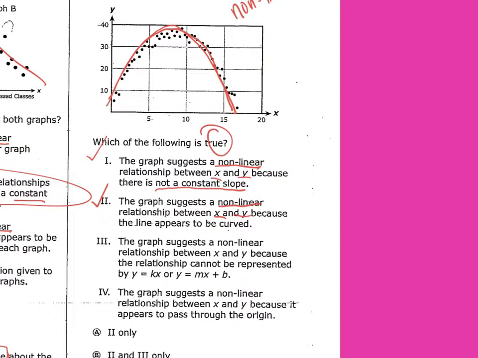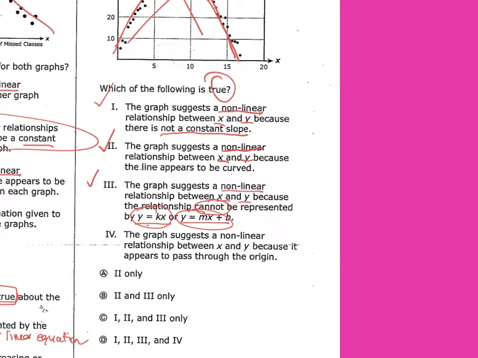2, the graph suggests a nonlinear relationship between x and y because the line appears to be curved. That's true. 3, the graph suggests a nonlinear relationship between x and y because the relationship cannot be expressed by y equals kx or y equals mx plus b. So that's also true because since it increases and then it decreases, we couldn't make an equation because there's not a constant rate of change.